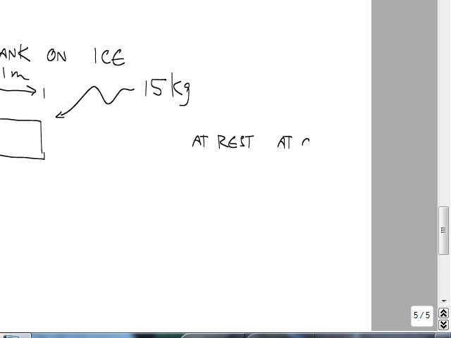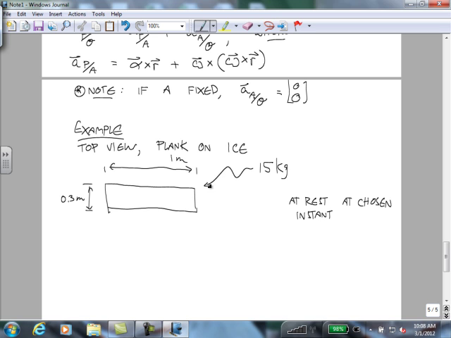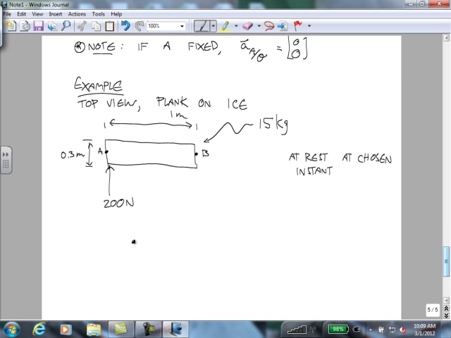That means, okay, well, first let me draw that. So the one force that we're dealing with is this 200 Newton force. It's at rest at this chosen instant, so that means there's no velocities and no angular velocities. But there are going to be accelerations because of that force. And let's call this point A and this point B. And we want to calculate first the acceleration of the point A, and second the acceleration of the point B.